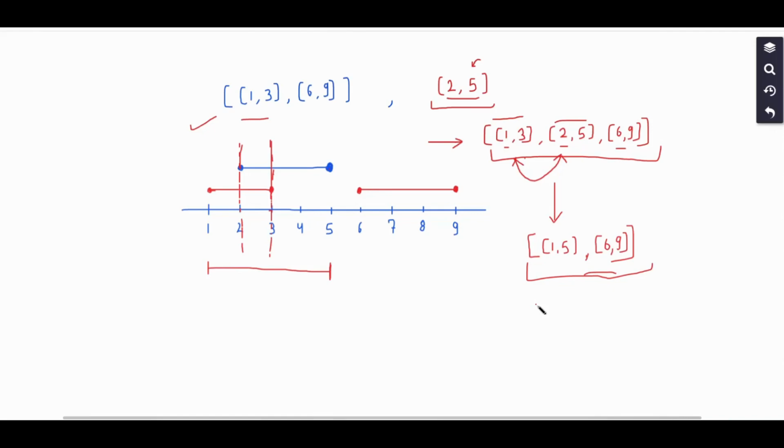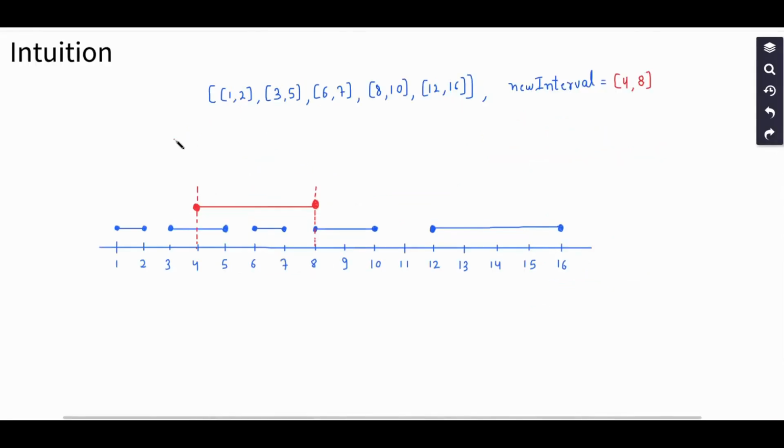Fine. So the strategy to solve this problem is that we'll be given a set of intervals, which is the input intervals array, and a new interval. All we have to do is to find the suitable position in this array where this interval can be inserted.